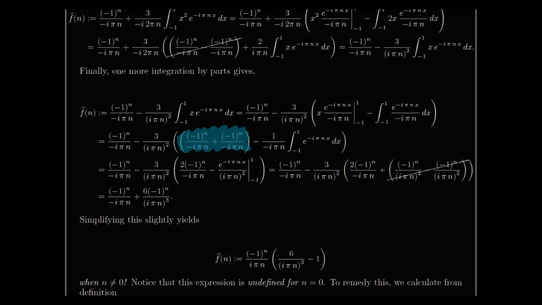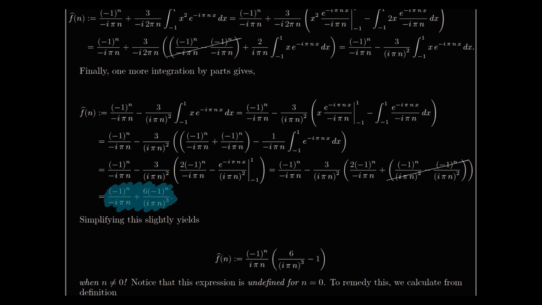the negative 1 to the n plus negative 1 to the n again. Simplify a few of those terms. This integral, I have to compute as well. That's going to be right here. I add everything together, simplify, go through some cancellation, and we end up with the following.